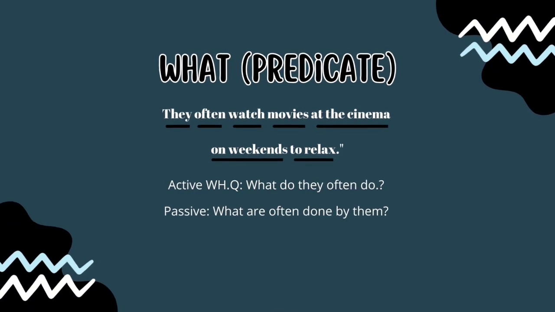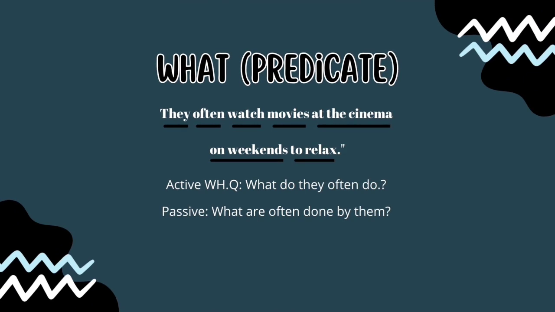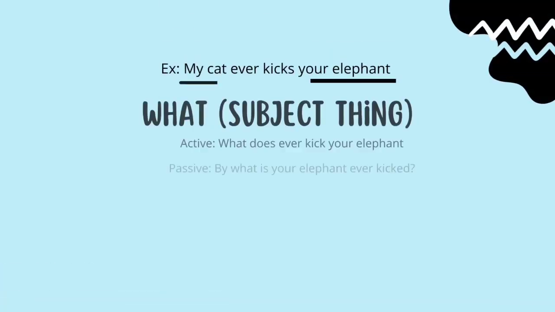And the next what-how question is what. It's used for asking predicate. In the sentence, they often watch movies at the cinema on weekends to relax, here we are going to ask about watch. So we change the sentence into an active what-how question: what do they often do? Then we change into passive voice: what is often done by them?